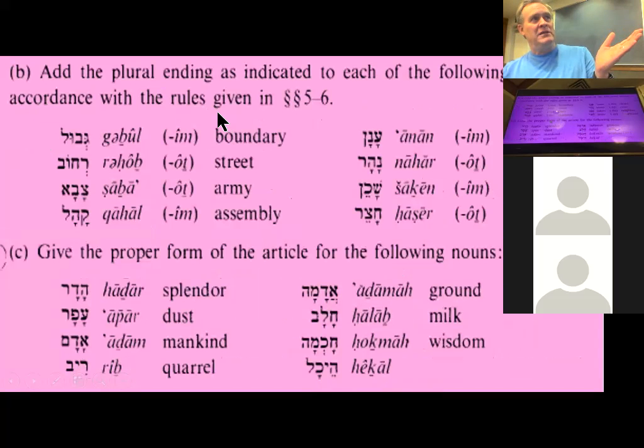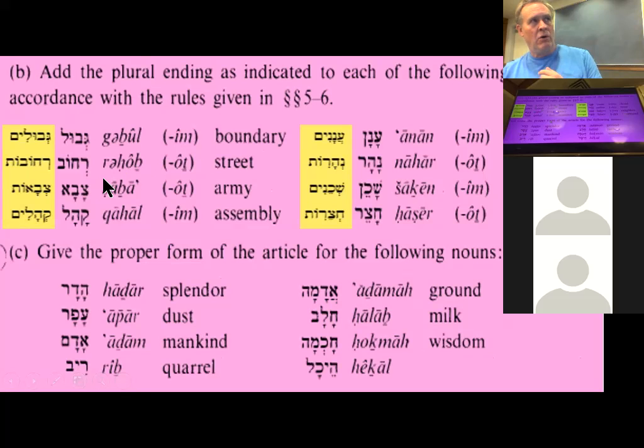Okay, when we make these plural endings, those are pretty easy. Gabul goes to Gabulim. Rachov goes to Rachovot. Sabah, Sabaot. In fact, if you heard the Lord of Sabaoth in the Hebrew, you wonder, what's that? Is that the Lord of the Sabbath? No, it means the Lord of hosts. And it's not just an army, but an army that's come back conquering. So in talking about the Lord of hosts, it's that he's already won the battle. He's the victorious Lord of hosts. So that's what that one is.